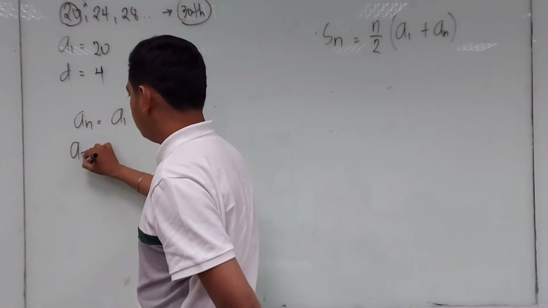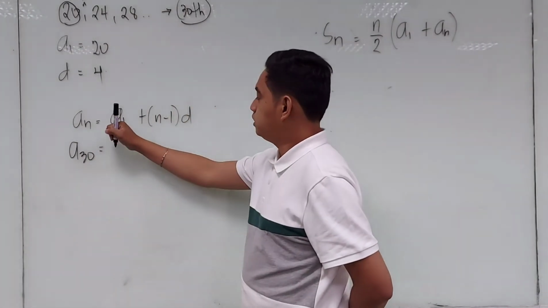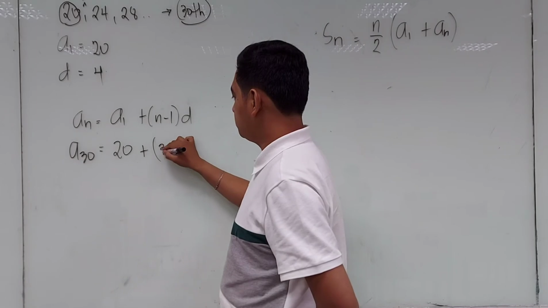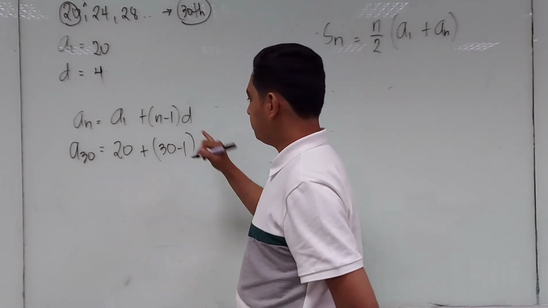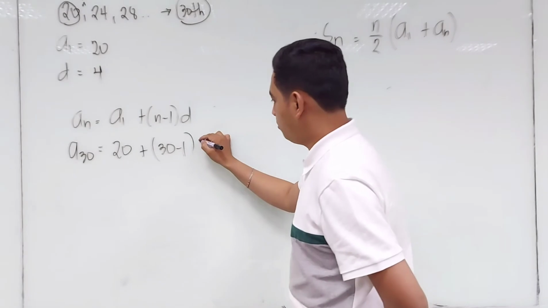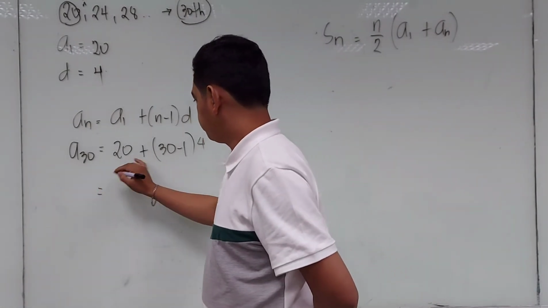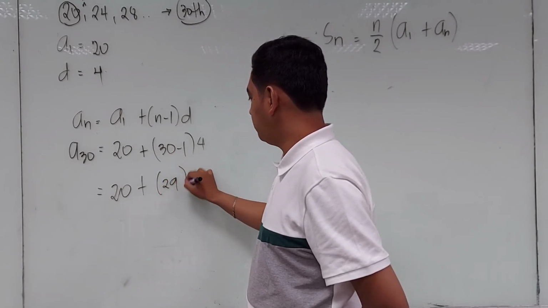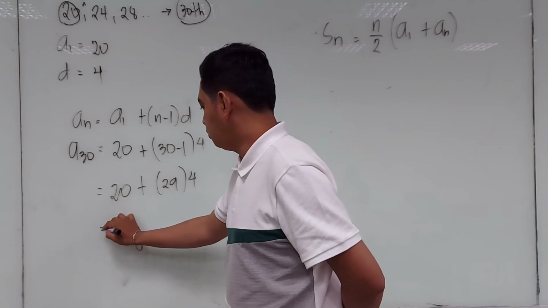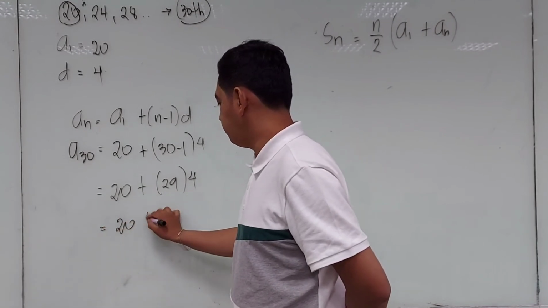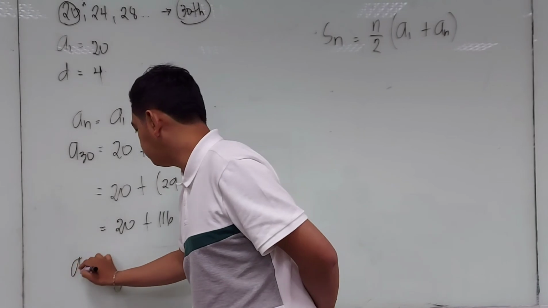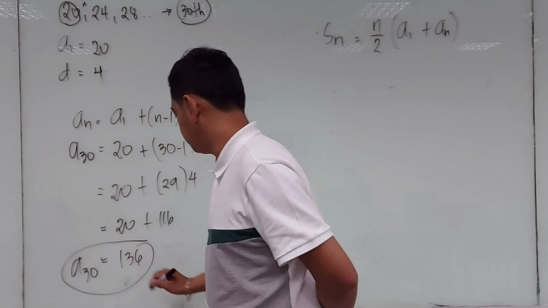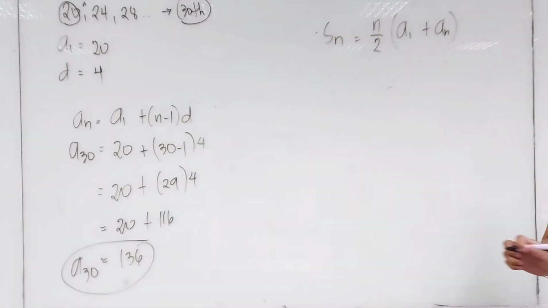So a sub 30, or the 30th term, substitute a sub 1. We have 20 plus the number of terms, 30 minus 1, multiplied by 4 as our common difference. Next, 20 plus 30 minus 1 is 29 multiplied by 4. 29 multiplied by 4 is 116. So a sub 30 is equal to 136. So we have our 30th term.